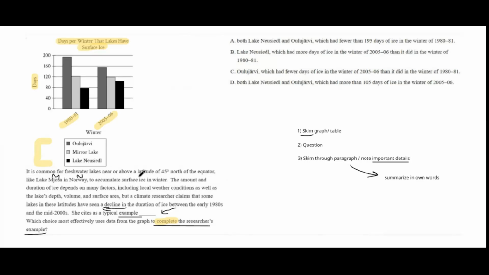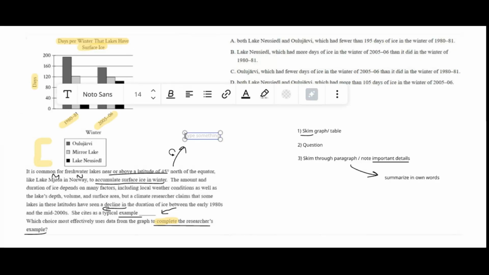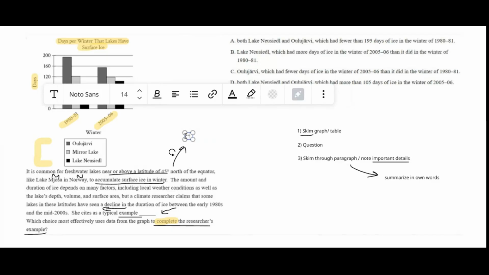To accumulate surface ice in winter. Now it is common for freshwater lakes near or above latitude 45 north of the equator to accumulate surface ice in winter. This sentence may seem quite confusing at first, which is why we have to transform it into our own simple words. It doesn't have to be long, just a very shortened version. For instance, I can say here, if it's above 45 something, then lake surface turns into ice.